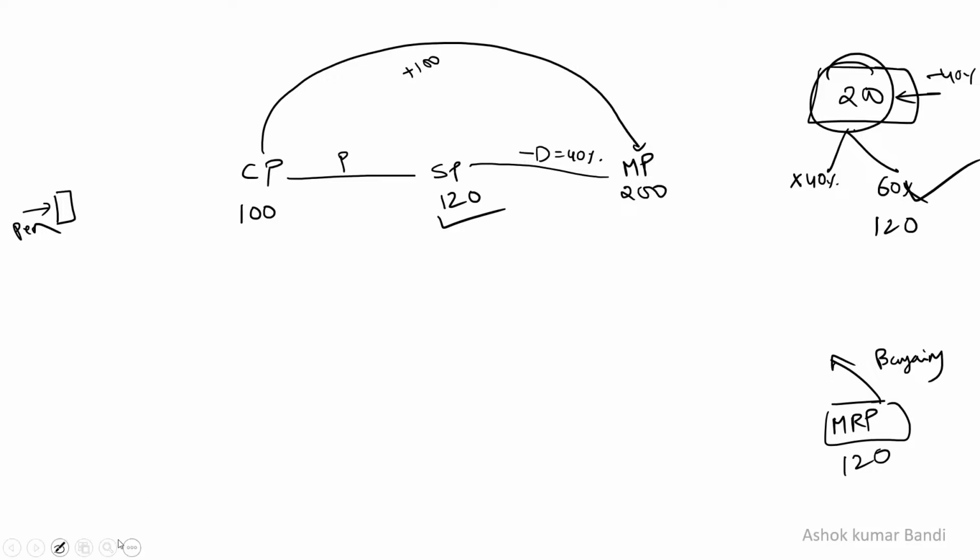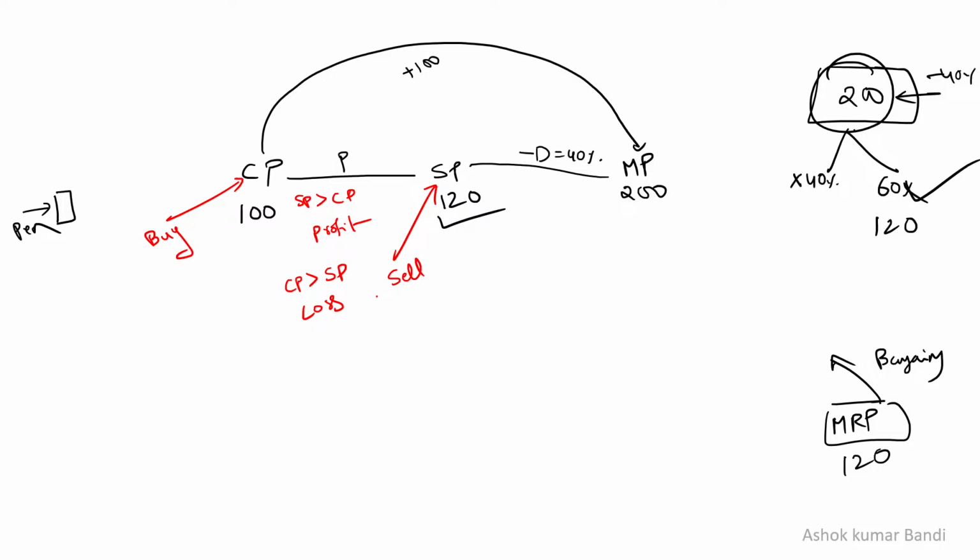So I'm going to repeat the terms once again. Please pay attention. For whatever the price you are buying the item, we are going to call it as CP. For whatever the price you want to sell it or you are selling the item, we are going to call it as selling price. If your selling price is more than your cost price, you are going to get the profit. But if your cost price is more than selling price, you are going to get loss.